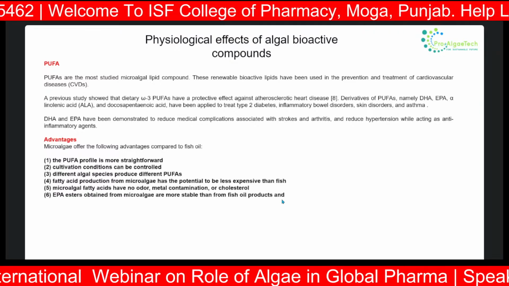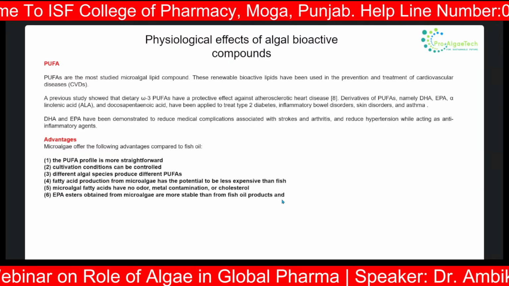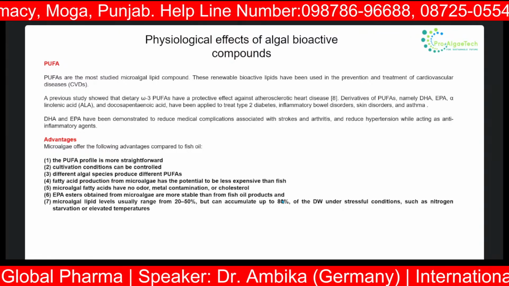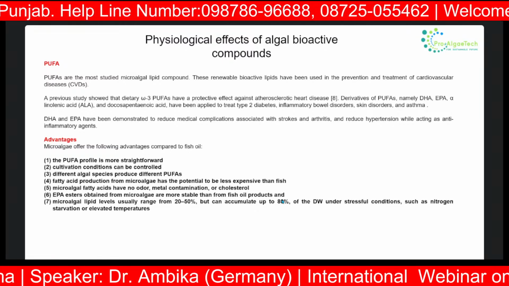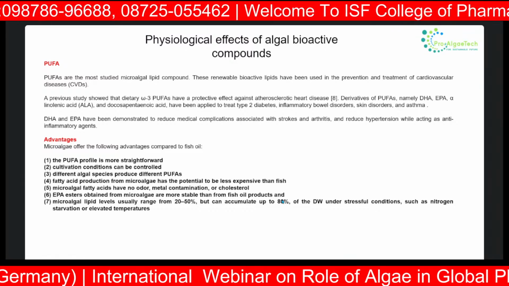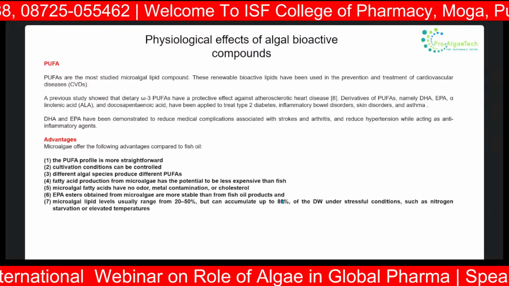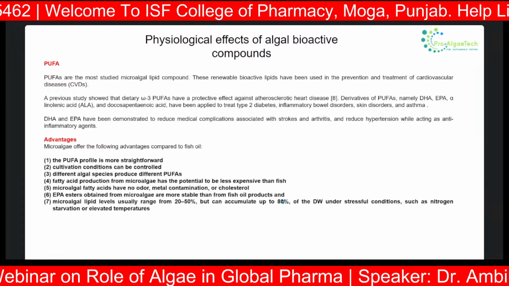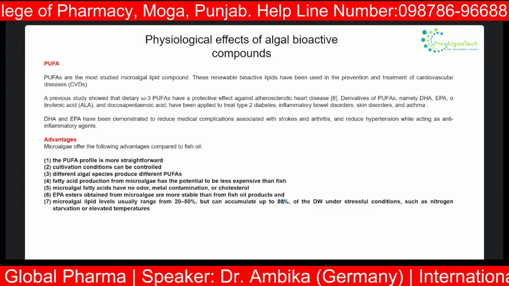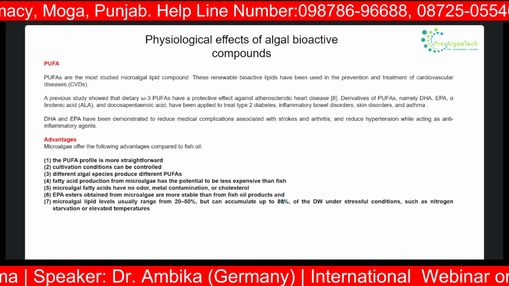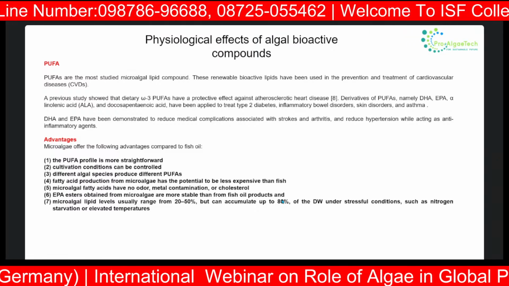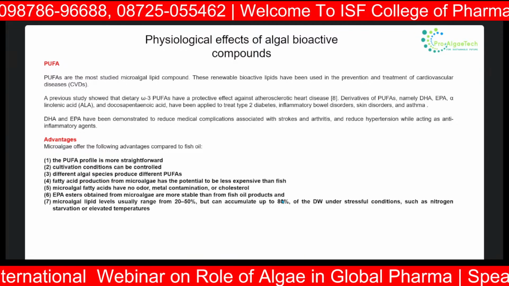The EPA esters obtained from microalgae are more stable than the fish oil products, and the lipid levels are usually 20 to 50%, but can accumulate up to 80%. With genetic engineering or by playing around with the environmental conditions, we can increase the lipid levels from 20 to 55% up to 80%. This we cannot expect from fish oil. We cannot alter the lipid content present in the feed. Rather, in microalgae, we can accumulate up to 80% by altering the environmental and technical factors, and also by using genetically engineered species or strains.